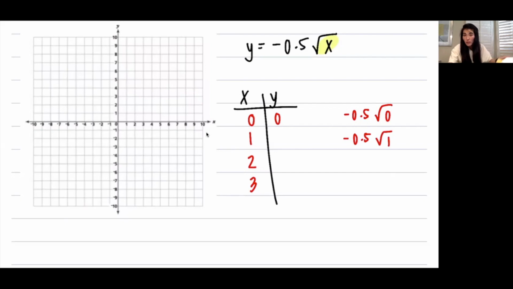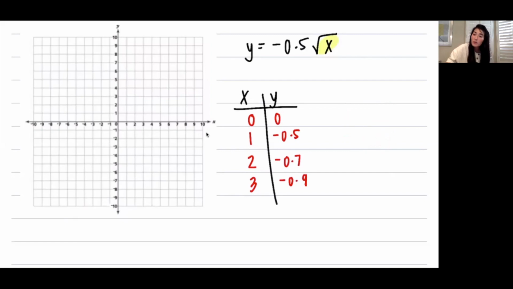So you don't have to sit there though. I will go ahead and give you guys these numbers. When you do that, you end up getting negative 0.5 here. You end up getting negative 0.7, and then you end up getting negative 0.9. All right, so same idea. You're going to go ahead and graph that.